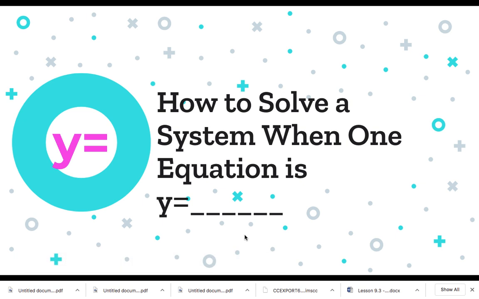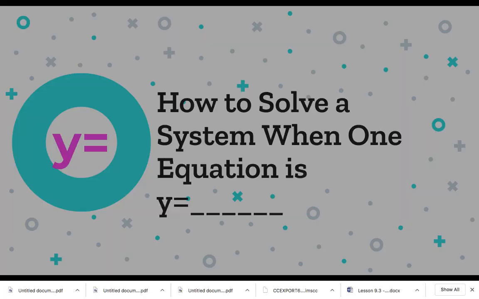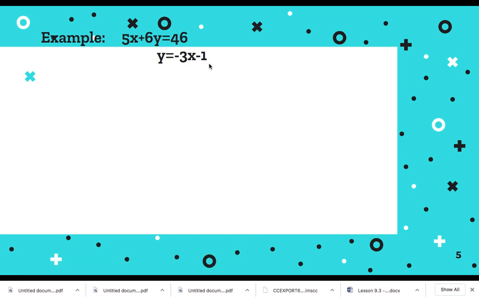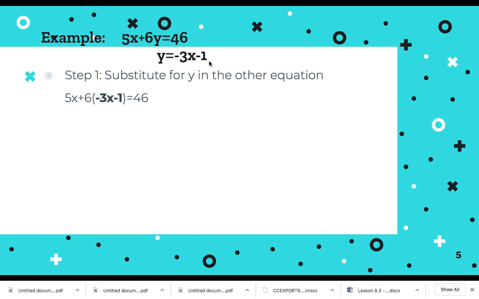Very similarly, you could also have one of the equations be of the form y equals something. For example, 5x plus 6y equals 46, and y equals negative 3x minus 1. Your first step is to substitute for y in the other equation. So that equation would look like this. The bold is where we substituted.